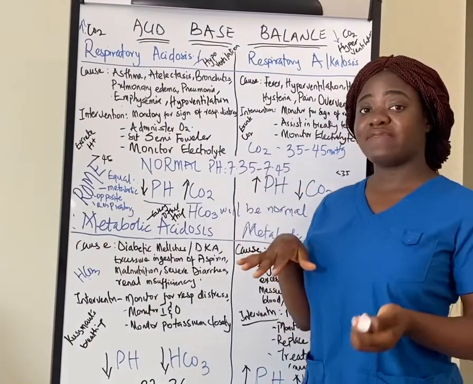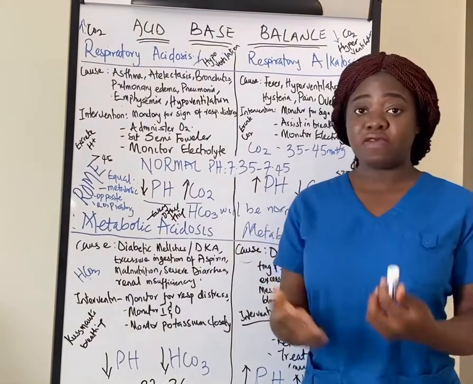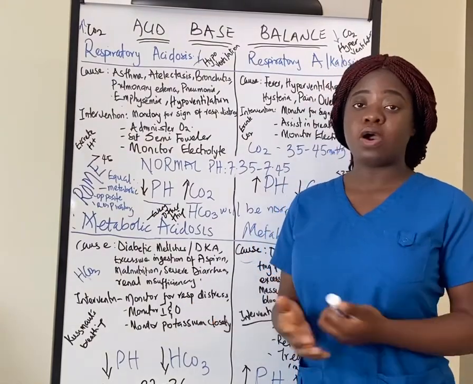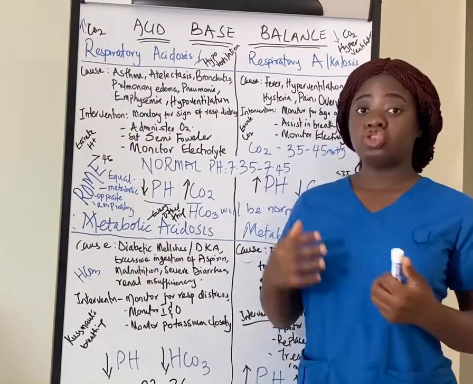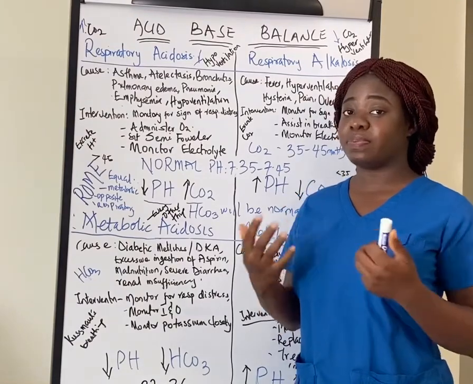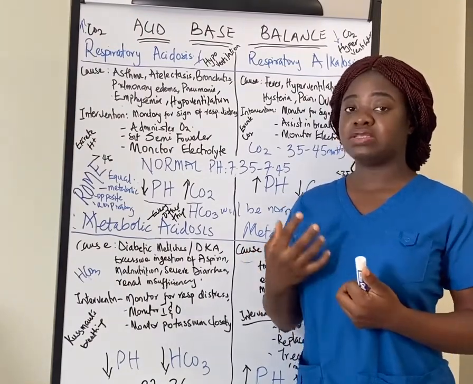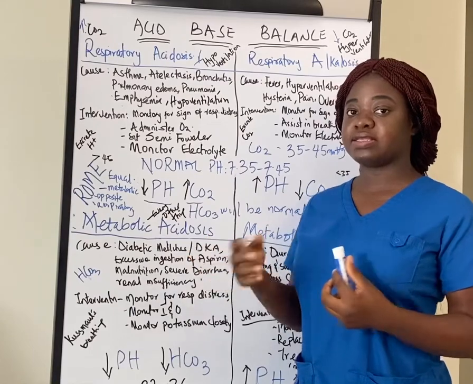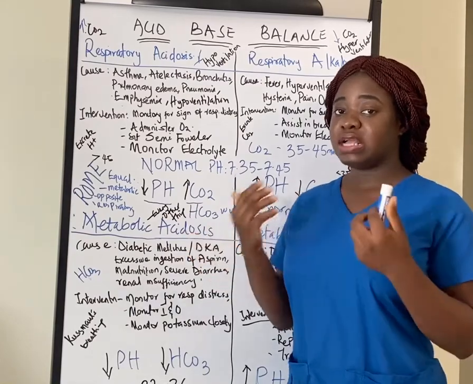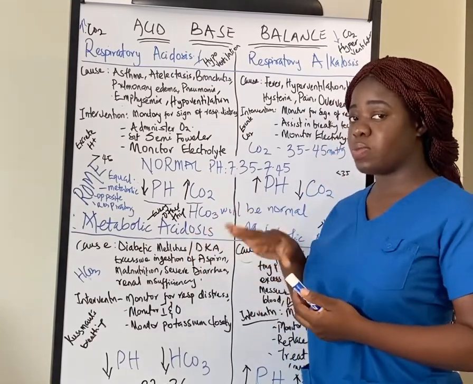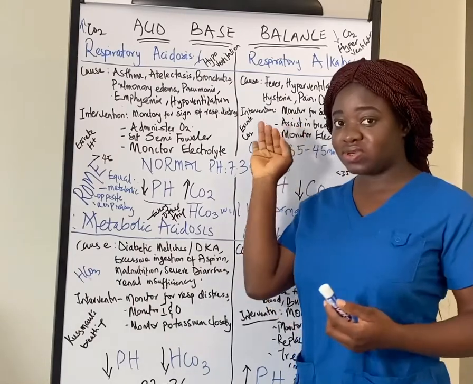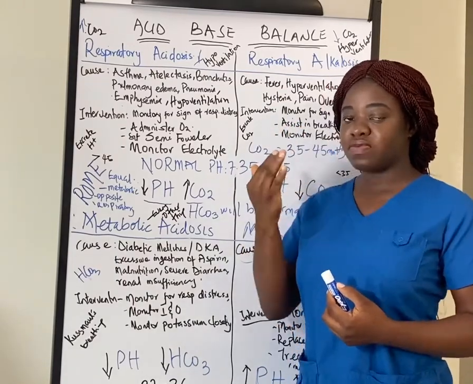And what are the interventions as a nurse? You monitor for signs and symptoms of respiratory distress, you assist the client in the breathing technique, and also you monitor the client's electrolyte level. And the body tries to compensate for this by excreting CO2 out of the body.